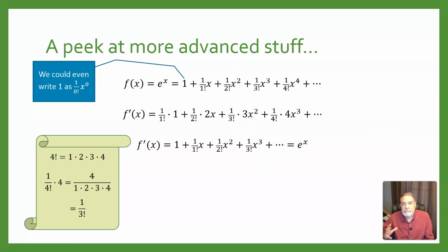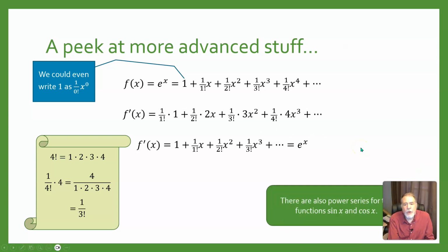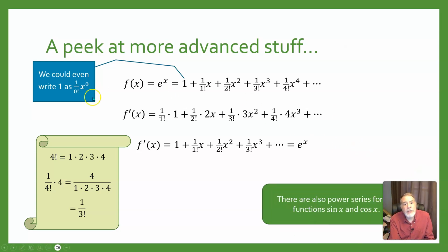So that is another way of seeing that if you start with e to the x and take the derivative, you get back your e to the x again. And there are also power series kind of like this for the functions sine of x and cosine of x. And it turns out that if you start with the series for sine x and take its derivative, you get the series for cosine of x.